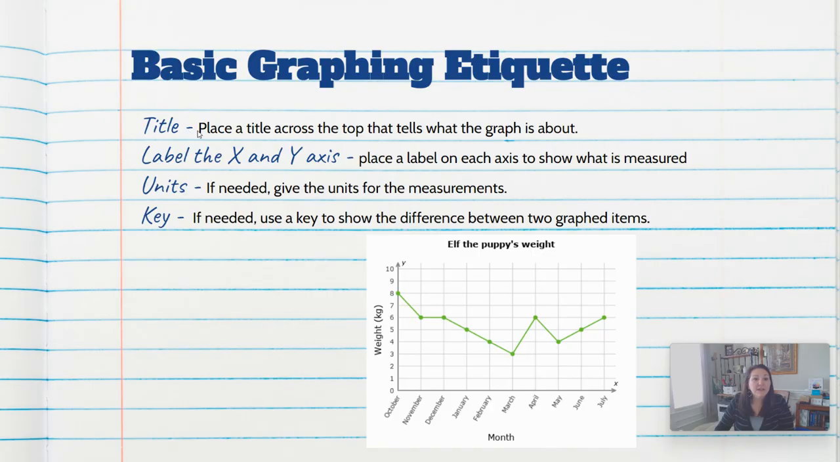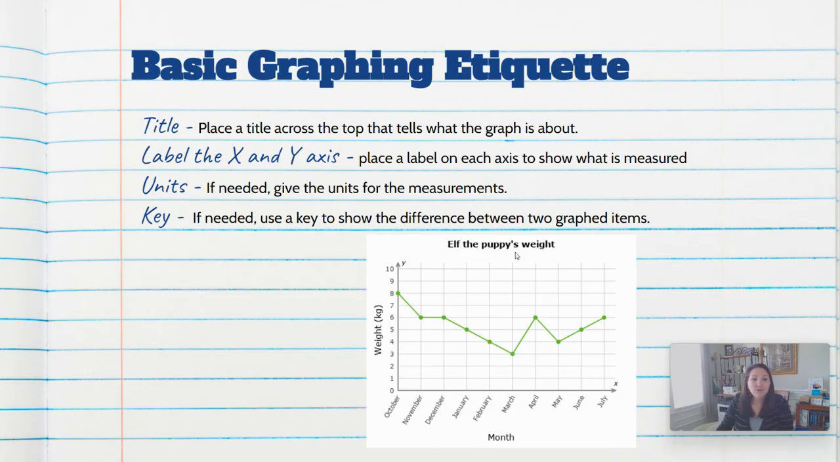The first thing being the title. The title should be across the top of the graph, just like it is here. And it should tell you a little bit about what you're looking at. So this definitely looks like a graph about Elf the puppy and its weight.